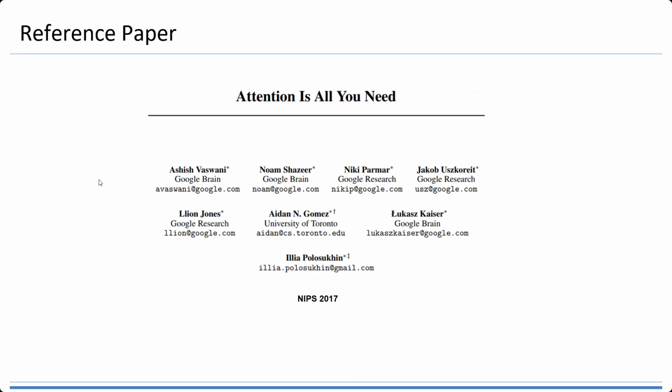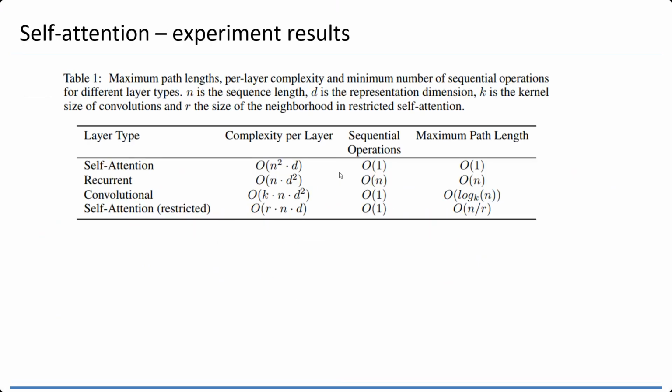So this is the paper that you can refer to for attention. If you want to understand more about attention, you can refer to this paper. The paper mentions some experiment results, so I just took the experiment results from the paper. They claim that when they use self-attention, the complexity per layer is this one, with sequential operations O(1) and the maximum path length O(1).